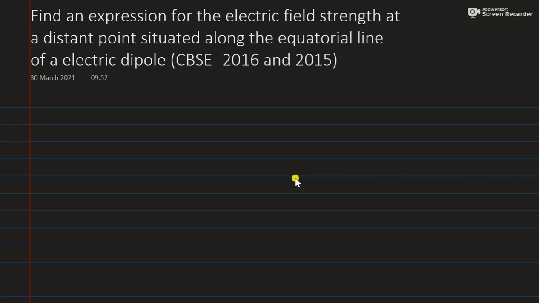Okay, today we are going to see a very important question. Find an expression for the electric field strength at a distance r situated along the equatorial line of the electric dipole.